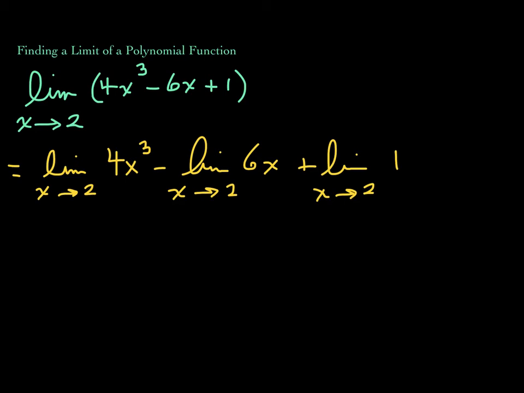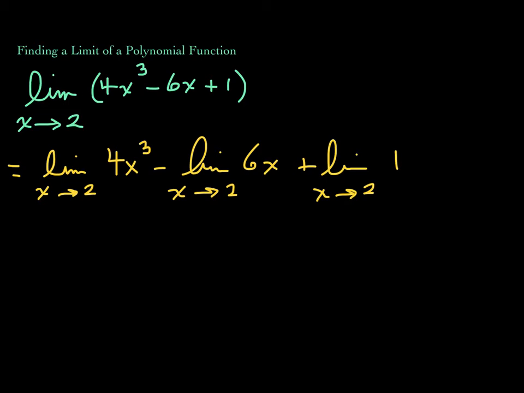All right? So here we have a polynomial of just one term, and we just saw in the previous example that a fast way of evaluating the limit of a polynomial of one term is to just go ahead and plug 2 in. So that's what you're going to see me do here.